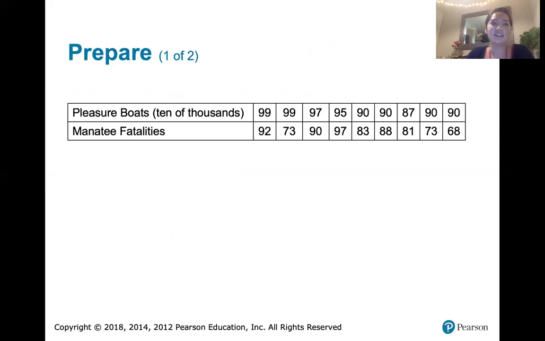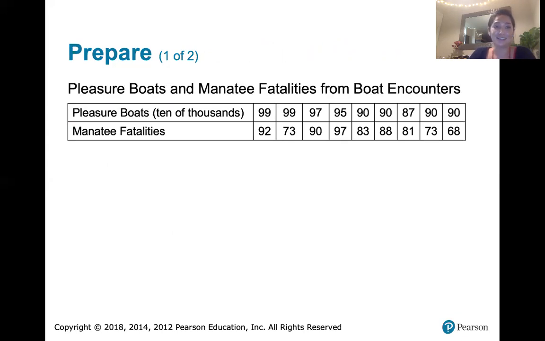So we're preparing to conduct a statistical study, and this is our data set. Now, if we didn't have this column that has the names here, if I just had this list of numbers on the right, it really wouldn't mean anything to me. So the first thing I need to do is consider the context. These are pleasure boats and manatee fatalities from boat encounters.